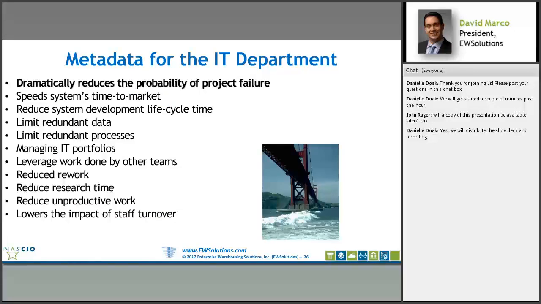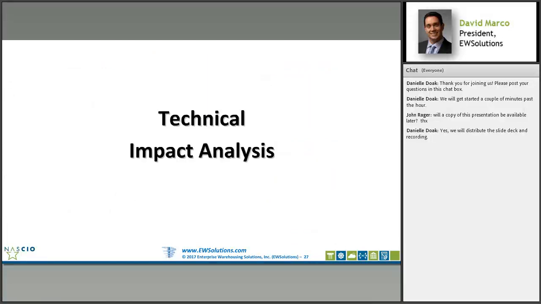And technical metadata management targets it. It looks to identify the redundancies within our applications and remove them. It looks to reduce rework, reduce research time, limit redundant processes, limit redundant data, and really dramatically reduce the probability of project failure. How does it do this? Well, from a technical perspective, technical metadata does it through something called an impact analysis. So let me explain what that is.